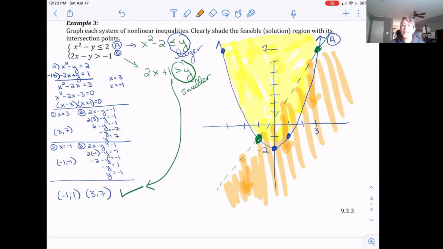So the question is, remember we have to use those little points, what region satisfies both? Well, the region where they overlap is here. So that's the region that satisfies both.